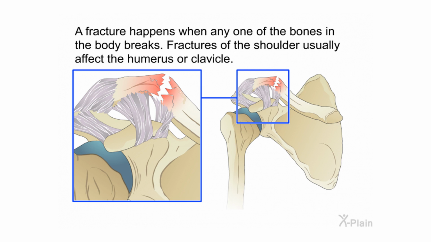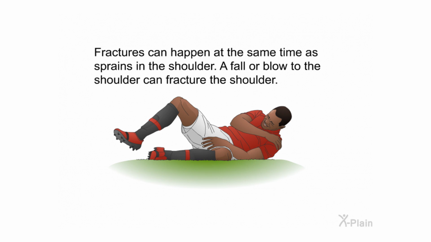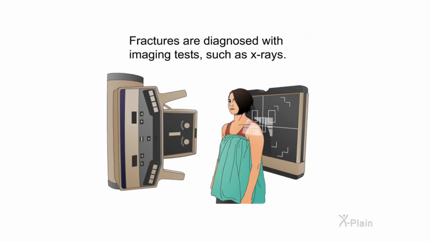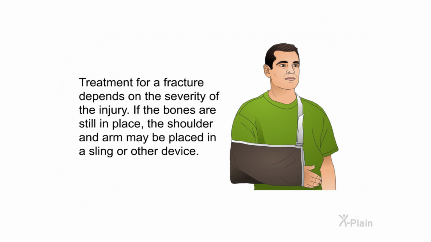Fractures. A fracture happens when any one of the bones in the body breaks. Fractures of the shoulder usually affect the humerus or clavicle. Fractures can happen at the same time as sprains in the shoulder. A fall or blow to the shoulder can fracture the shoulder. Fractures are diagnosed with imaging tests, such as X-rays. Treatment for a fracture depends on the severity of the injury. If the bones are still in place, the shoulder and arm may be placed in a sling or other device.